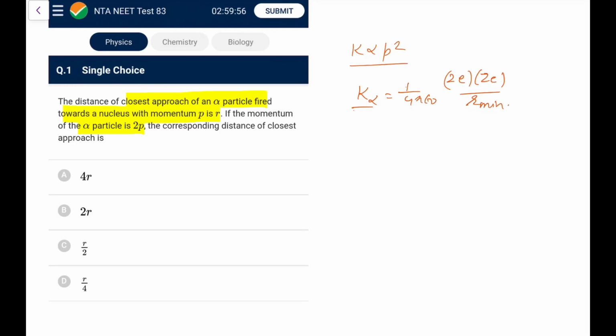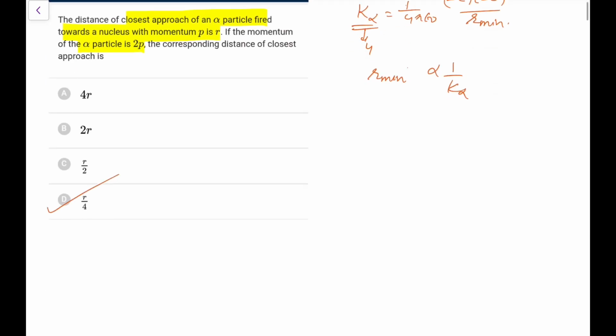So clearly if momentum doubles, kinetic energy becomes 4 times, so r min, if you solve, would be proportional to 1 upon kinetic energy of alpha. So if it becomes 4 times, it will become r by 4. So we'll go for option D.